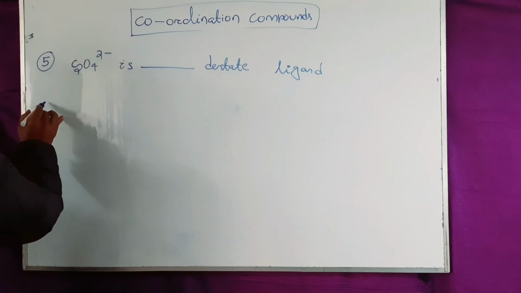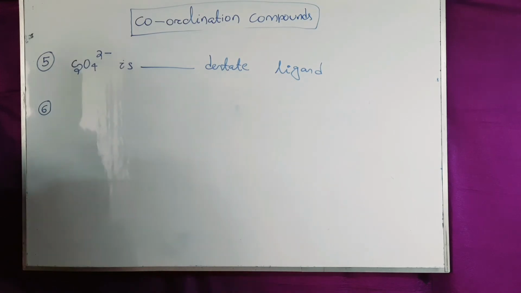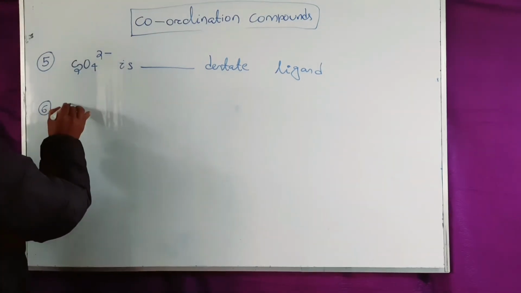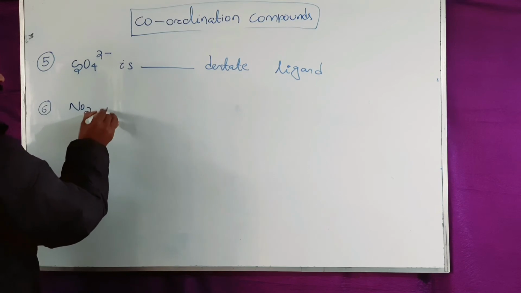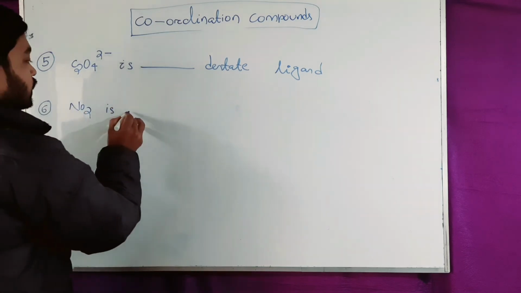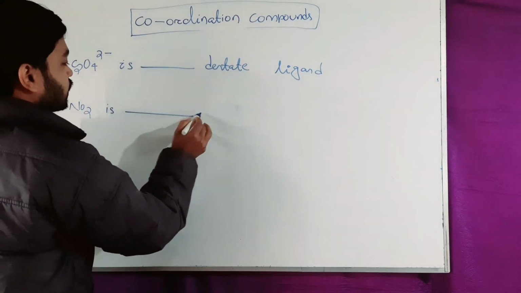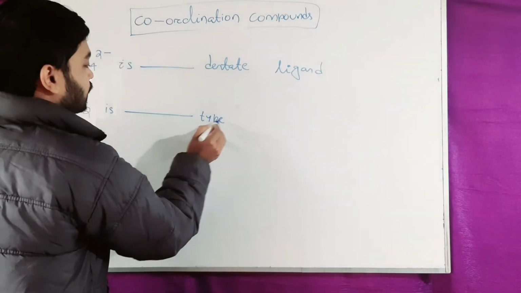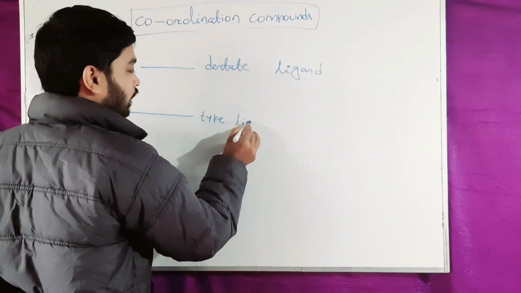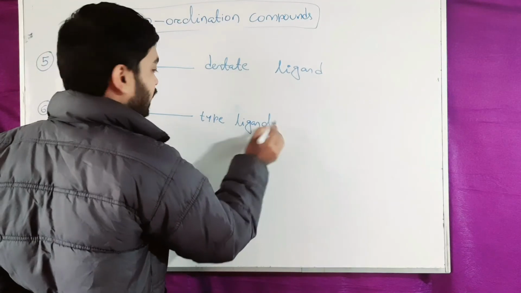So ligand is a vital part of this chapter. So moving to the next question, the sixth question is here. NO2 is dash type ligand. NO2 is dash type ligand.